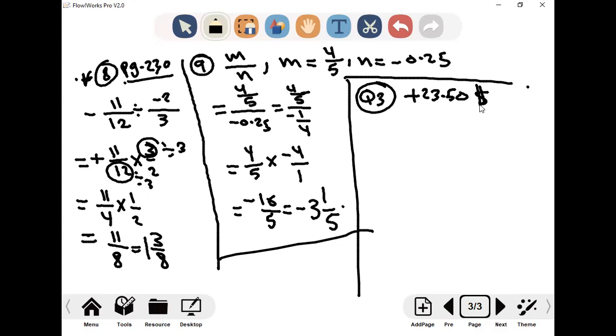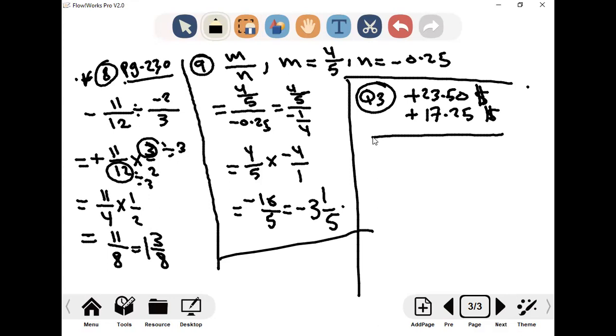Mowing lawns means he earned more. And 17.25 for babysitting, right? So here also he earned another 17.25. Now the question wants us to find the additive inverse of the total amount that Jeffrey earned.